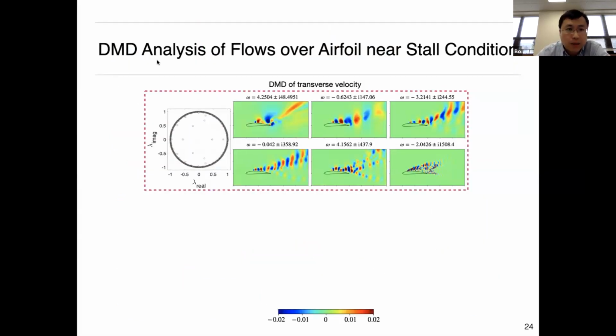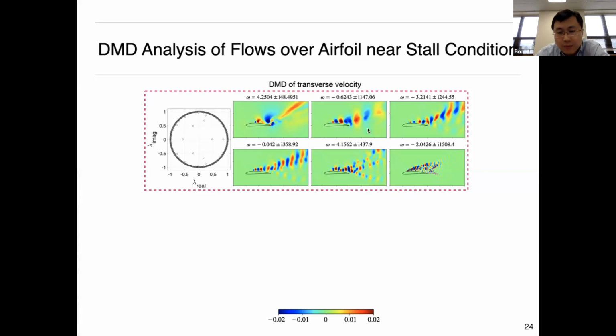I have performed the DMD analysis of the flows over the airfoil near stall conditions. First, taking the transverse velocity field as an example. As shown in the left figure, most of the discrete eigenvalues are situated on the unit circle, indicating most of the DMD modes are stable modes. And for the transformed eigenvalues omega, the real and imaginary parts represent the growth rate and the frequency of the DMD modes.